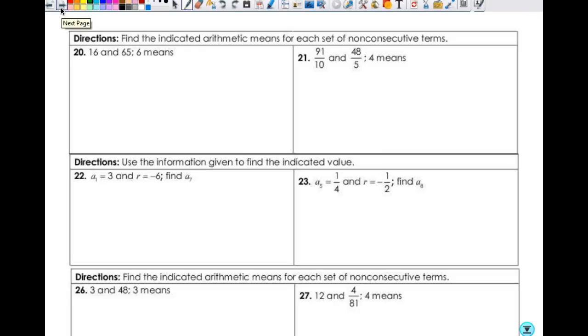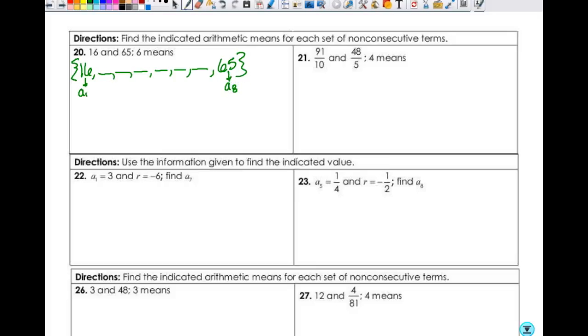Okay. Next page. Number 20 says find the indicated arithmetic means for each set of non-consecutive terms. So I'm going to have to fill in the blanks here. I want 6 means. So I'm going to start with 16, and then I have 1, 2, 3, 4, 5, 6 blanks, and then 65. Okay, that's just part of some sequence that I have, and this is the first term that I'm actually using. So this right here is A1, and this is 2, 3, 4, 5, 6, 7, 8. So this right here would be A8.